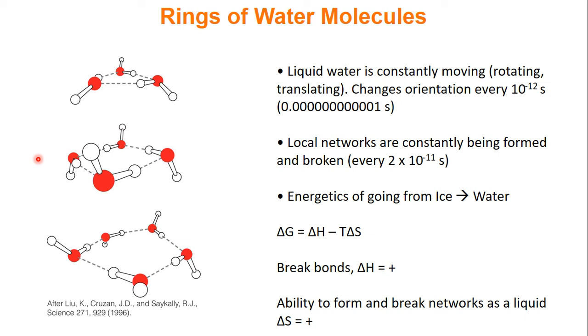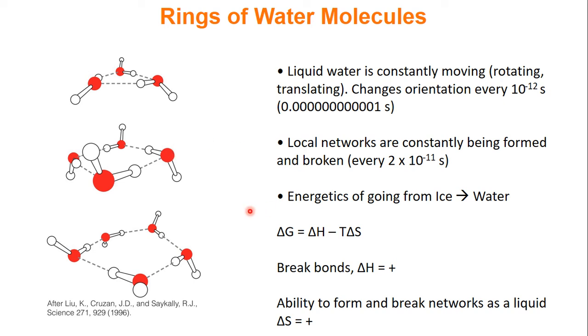Speaking of liquid water, we have ice having a crystal structure, but what happens in liquid water? Since water is constantly moving, that is rotating and translating, in fact it changes its orientation every 10 to the minus 12 seconds, you have these local networks of hydrogen bonding rings that are being broken and formed extremely rapidly. So water is constantly moving, constantly breaking and forming its hydrogen bonds.